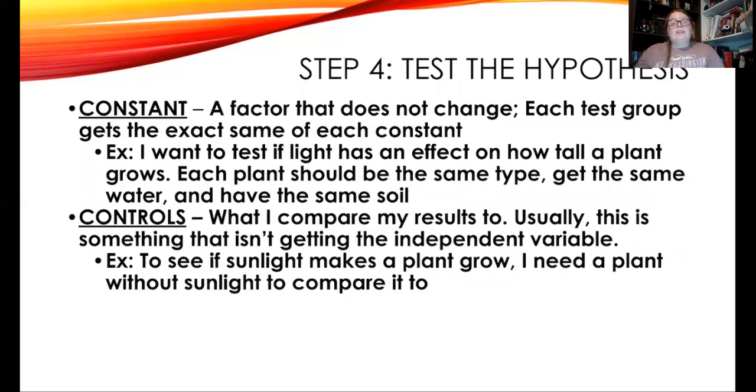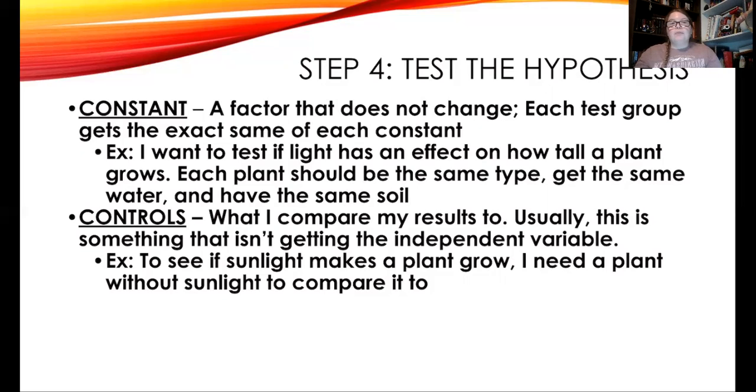So now there's something called constants. The word constant means it doesn't change. So each test group gets the exact same thing. What I'm trying to do is make sure that only the independent variable is having a result. It's the only thing changing things. So if I want to know if sunlight has an effect on how tall a plant will grow, I need to make sure that they're all getting the same water, the same dirt, the same seeds, so I know it was just the sunlight causing the change, okay?